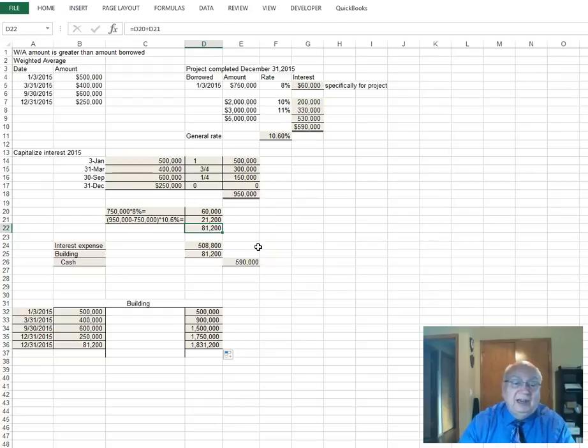Now, capitalizing simply means you're taking it out of interest expense and putting it into the building account. So it's increasing the value of the building. The 1,831,200 is the amount that you would actually use for depreciation purposes. Okay, the next one's going to do multiple years. And that's the next tab we'll do, and I'll see you then.